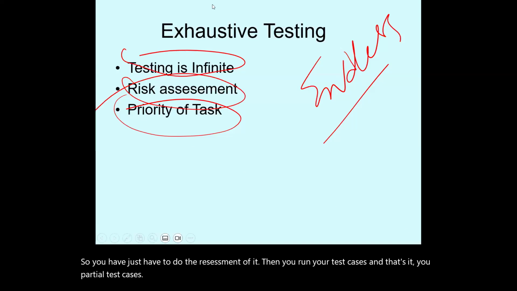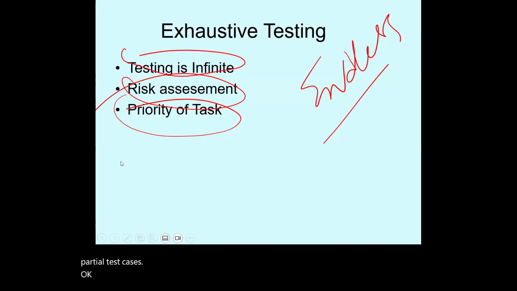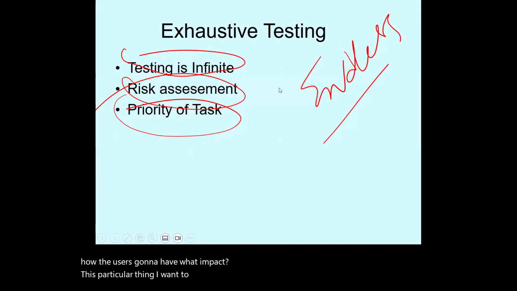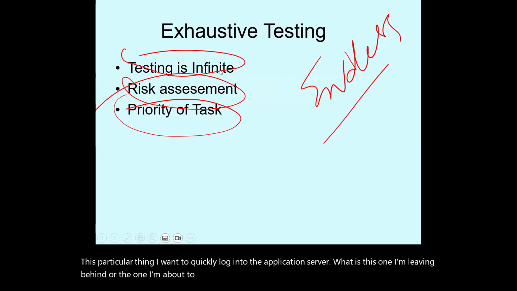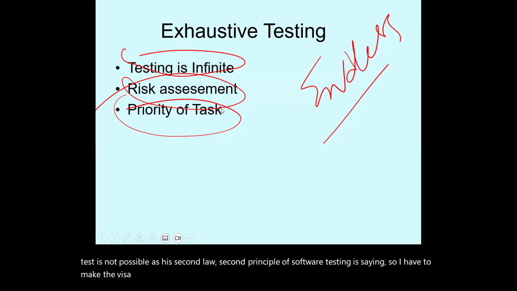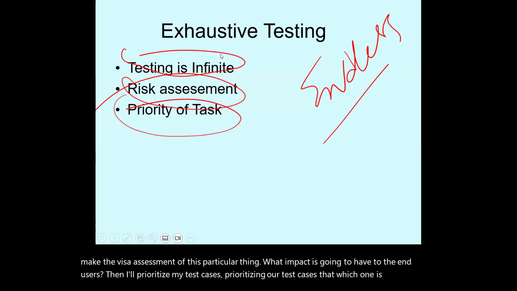So you have to do your risk assessment of it: what impact this particular thing will have on the users, which I want to quickly lodge into the application server, which I'm leaving behind, or the one I'm about to send, because I can't test everything at a go. Exhaustive testing is not possible, as the second principle of software testing says. So I have to make the risk assessment of this particular thing. What impact is it going to have on the end users? Then I'll prioritize my test cases, and which one is more priority.